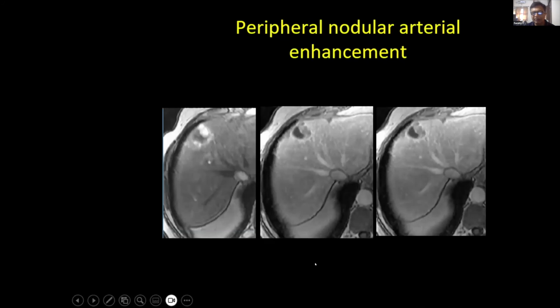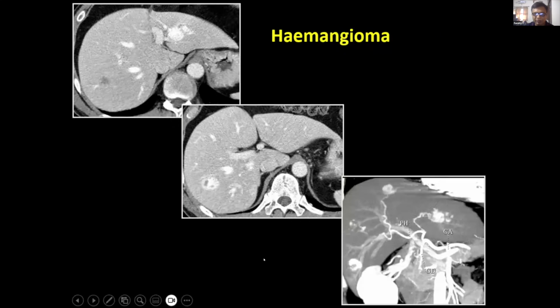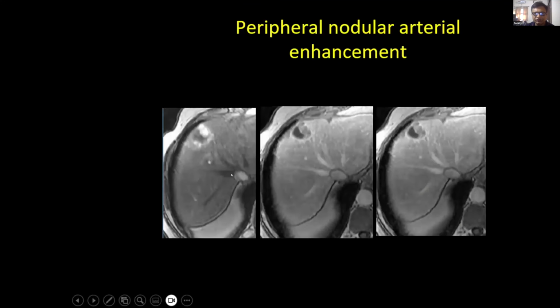Is this a hemangioma? Here also you see the peripheral nodular enhancement, but one more important thing you need to remember is that the portal venous phase as well as the delayed phase should follow the blood pool. How the contrast is in the blood vessels, in the aorta, it should almost follow the same pattern. Here you see the contrast in the aorta, but the lesion follows it only in the arterial phase. In the portal venous and delayed phases, it's not following the blood pool.